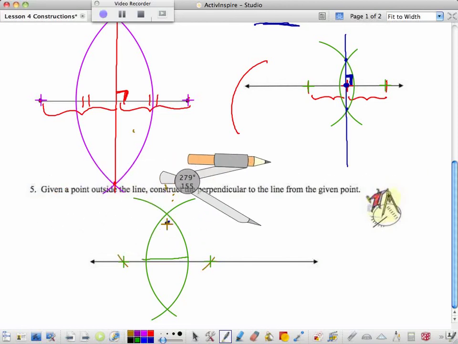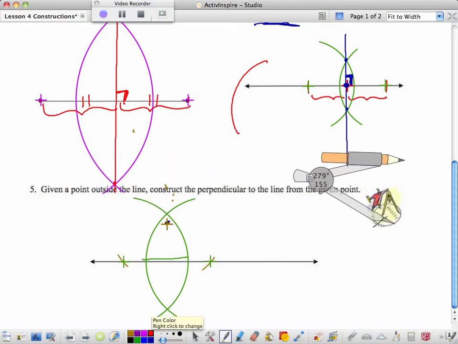I'm going to take my ruler, and all three of these intersections, so the given point, this intersection, and this intersection should all line up. Get your ruler out, line those up. If you can't see, that's what I'm doing. And then here is a perpendicular going through the given point that was not on the given line.